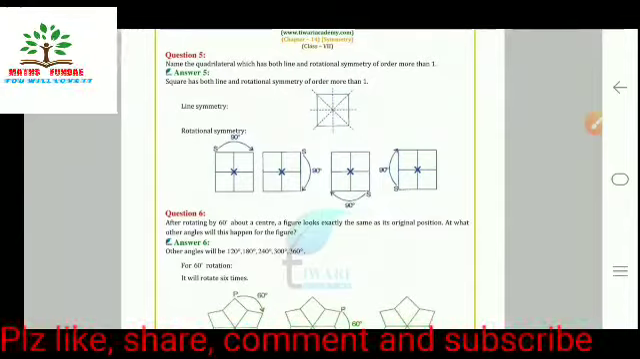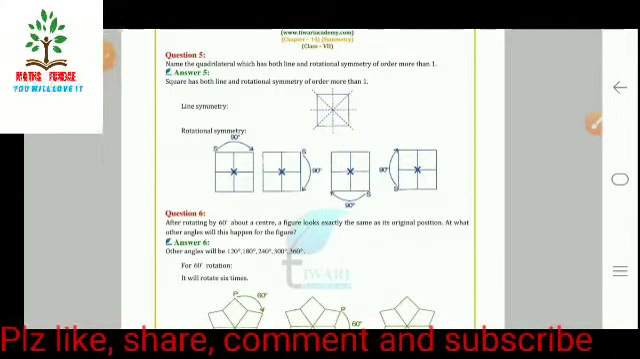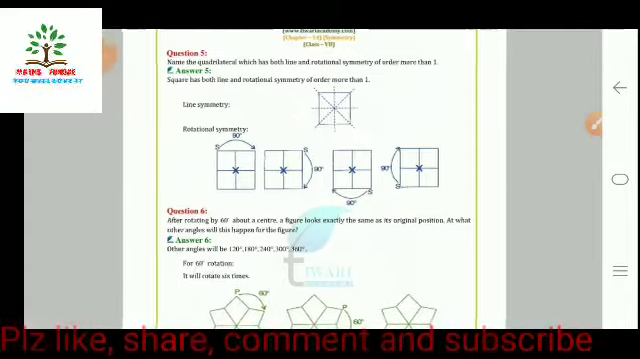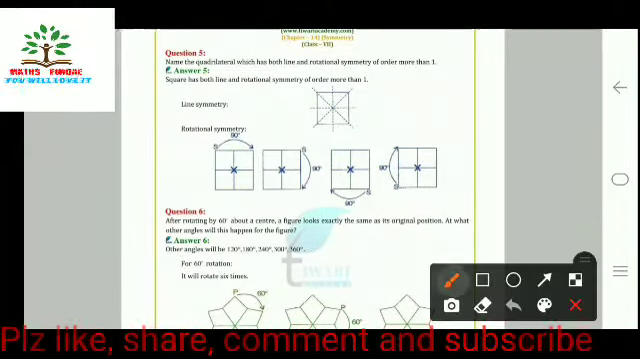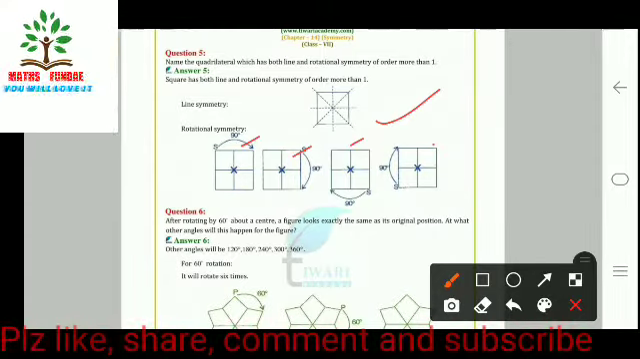Then in question number 5, name the quadrilateral which has both line symmetry and rotation symmetry of order more than 1. Looking here, the square has 4 lines of symmetry, and rotation symmetry of order 4 here.